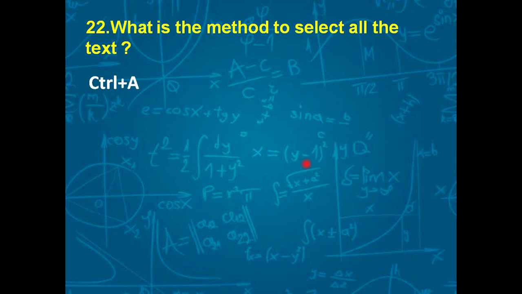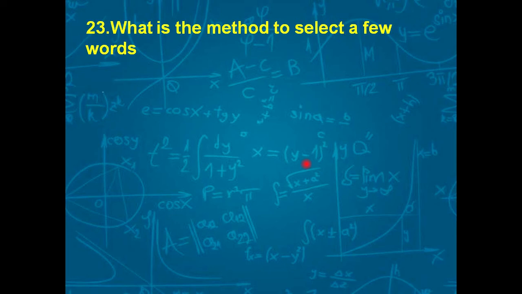What is the method to select all text? As I told you, it's Control plus A, and the simple way is Control plus A. Another way, if you want to select the text one by one, or you want to select a line, you just move the cursor over the text and you can select the required area. But if you want to select the whole document, you have many documents in Microsoft Word, many pages, you can do it by using Control plus A. So this is the complete method.